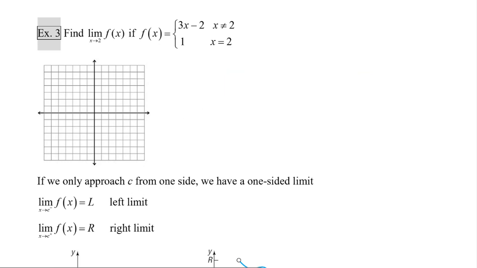Example 3. Find the limit as x approaches 2 of f of x if f of x is defined as this piecewise function. So if I look at the piecewise function, it is defined for when x equals 2 and for when x doesn't equal 2. So I'm going to start with where x equals 2. It says that f of x equals 1 when x is equal to 2. So that means basically that f of 2 is equal to 1. So I'm just going to draw a point at 2, 1.